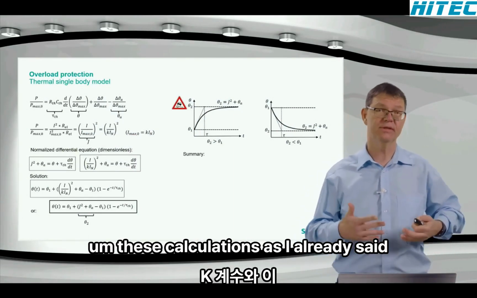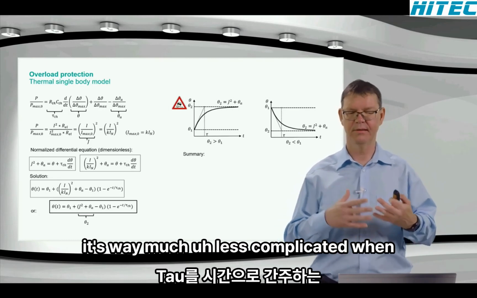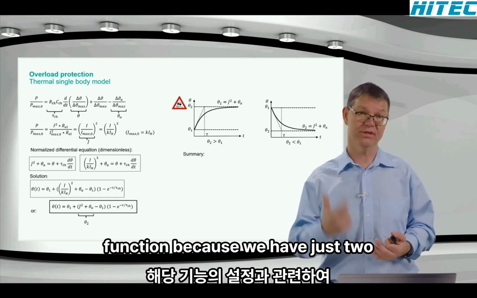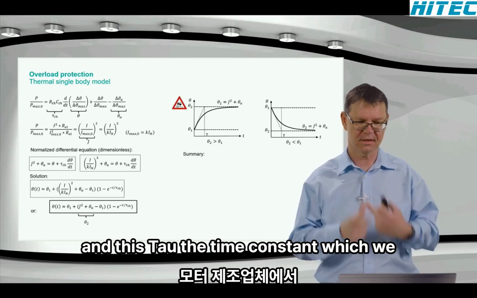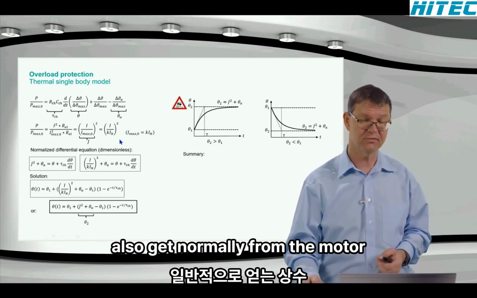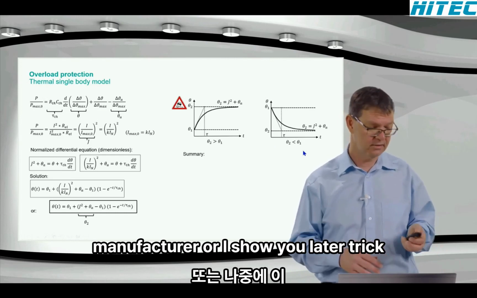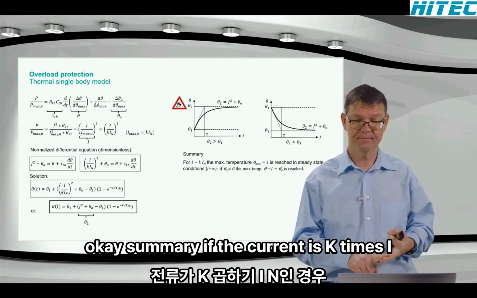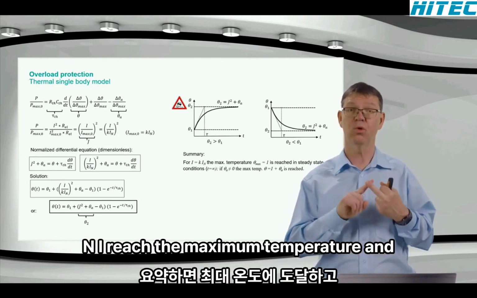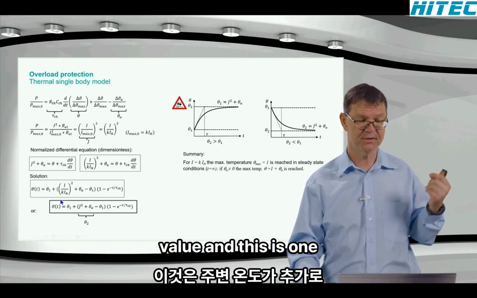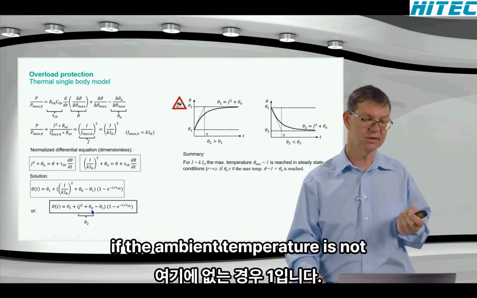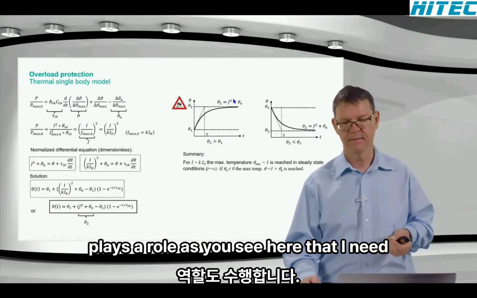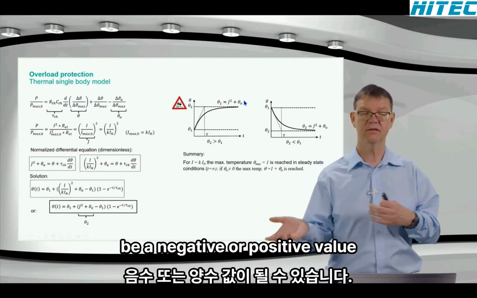These calculations, as I already said, are much less complicated when it comes to the settings of that function, because we have just two settings which we consider, the K factor and this tau, the time constant, which we also get normally from the motor manufacturer, or I show you later a trick how to come to this tau. Okay, summary. If the current is K times IN, I reach the maximum temperature, and this is 1. So I get here an absolute value, and this is 1. If the ambient temperature is not additionally here, otherwise this also plays a role. As you see here, I need to add this ambient temperature. This can be a negative or a positive value.